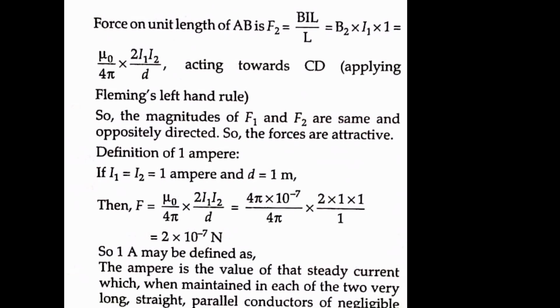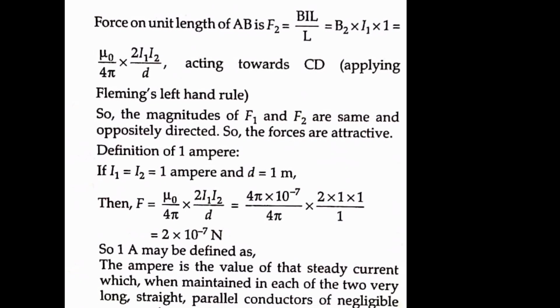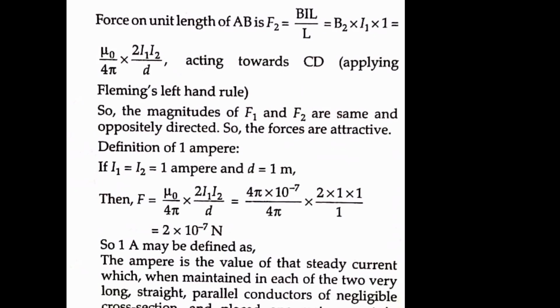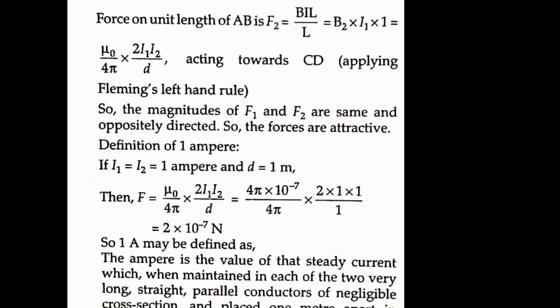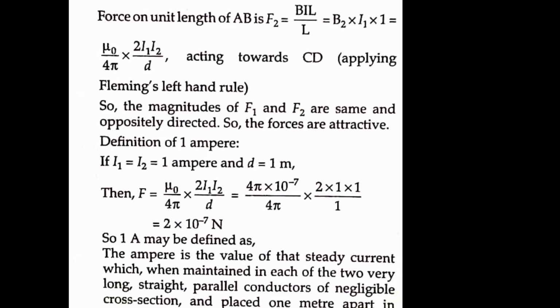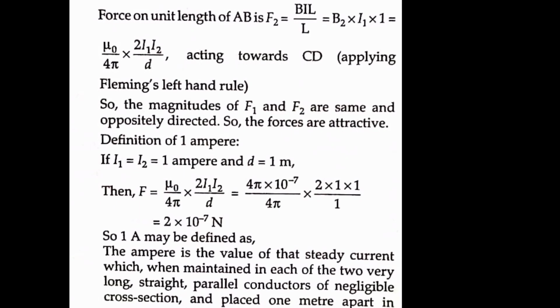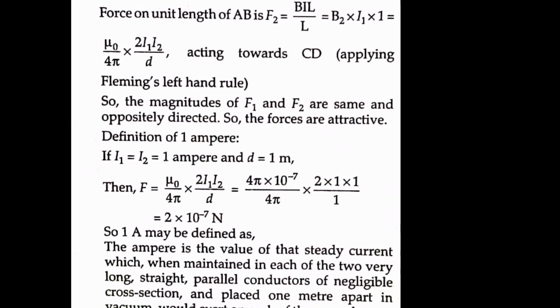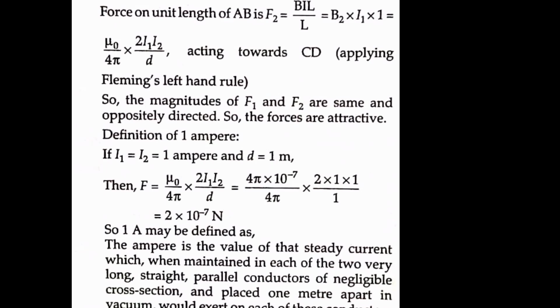Suppose we are given that I1 is equal to I2 is equal to 1 ampere and D is equal to 1 meter. How will we find the force? F will be equal to mu 0 by 4 pi into 2 I1 I2 by D. So that will be equal to 4 pi into 10 raised to minus 7 divided by 4 pi into 2 into 1 into 1 by 1. So that value is found to be 2 into 10 raised to minus 7 Newton.